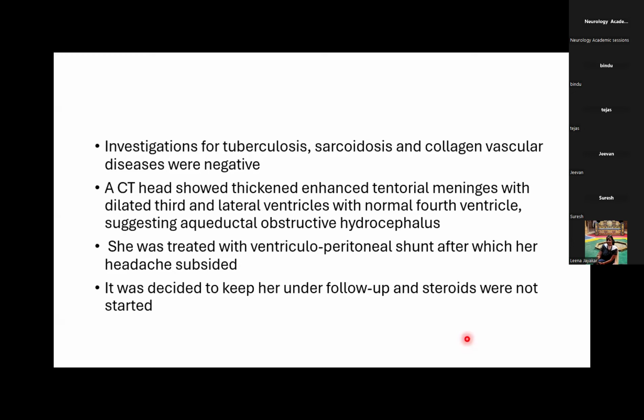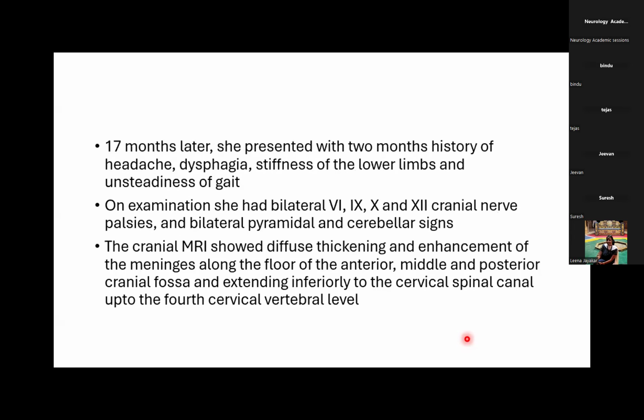CT head showed thickened, enhanced tentorial meninges with dilated third and lateral ventricles with normal fourth ventricle, suggesting aqueductal obstructive hydrocephalus. She was treated with ventriculoperitoneal shunt, after which her headache subsided. It was decided to keep her under follow-up and steroids were not started. But 17 months later, she presented with 2 months history of headache, dysphagia, stiffness of lower limbs, and unsteadiness of gait. On examination, she had bilateral sixth nerve, ninth, 10th, and 12th cranial nerve palsies, and bilateral pyramidal and cerebellar signs.